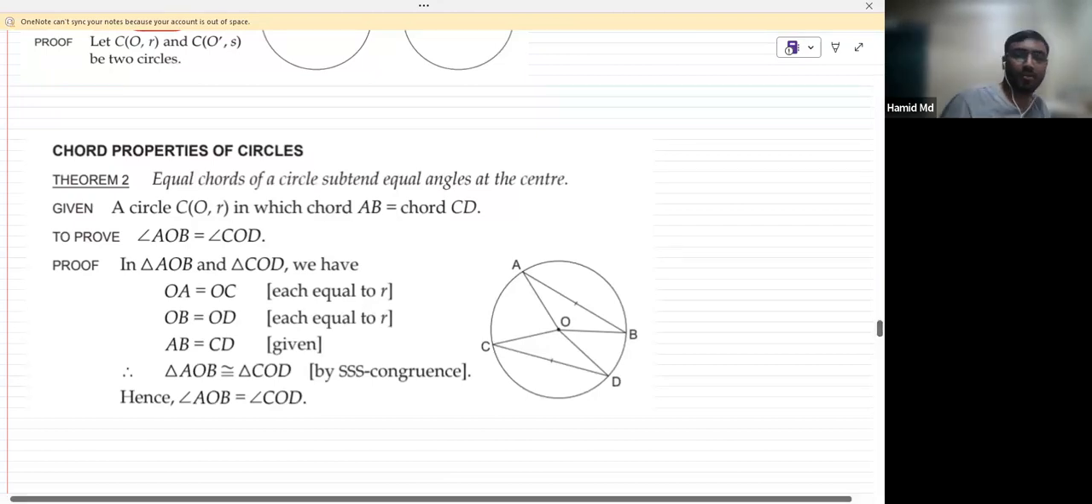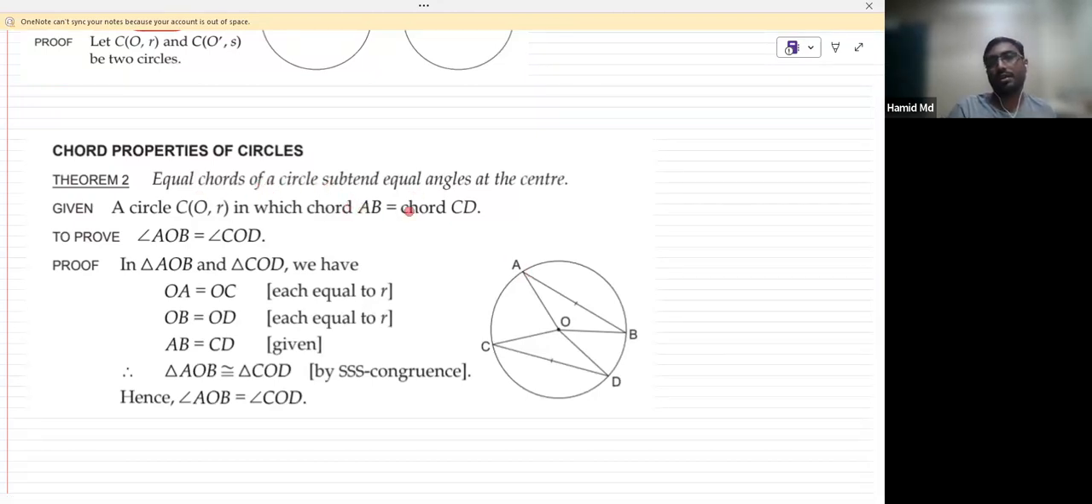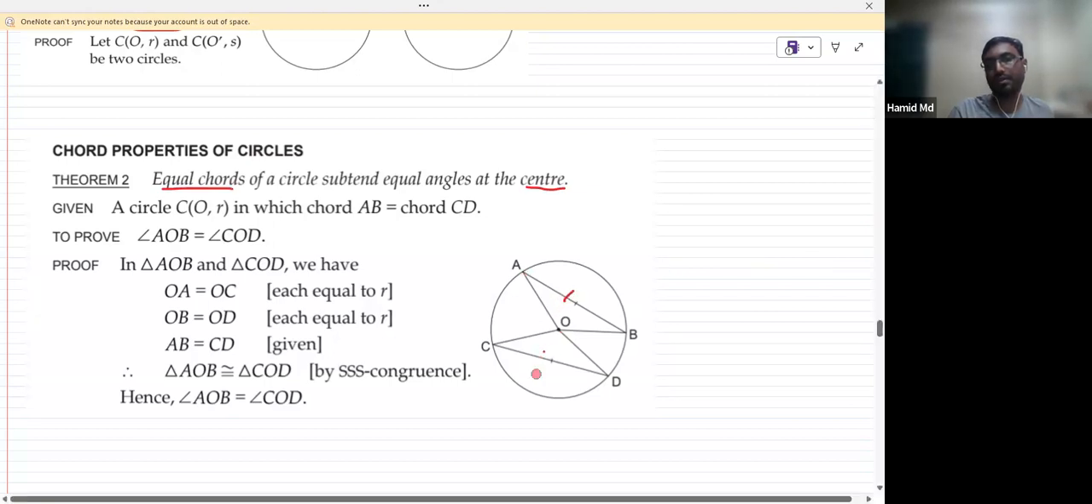Equal chords of a circle subtend equal angles at the center. The first thing is that the chords should be equal. So if AB and CD are the two chords, right? This is a radius and this is also a radius. So all these radii should be equal. And AB equals CD is already given. So we may say that the sides of these two triangles are equal.